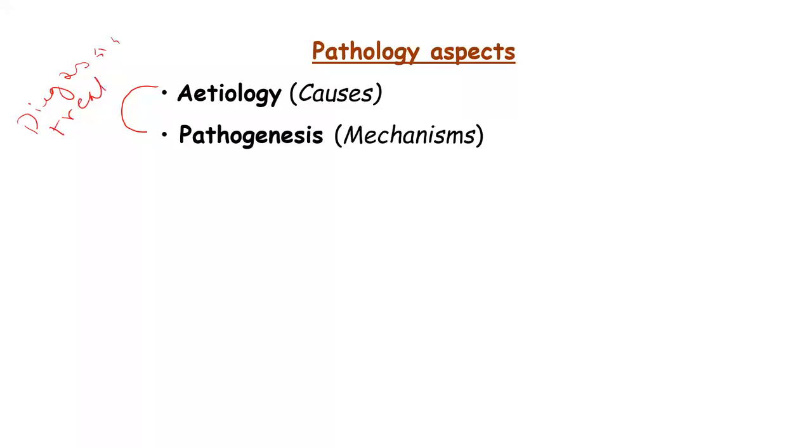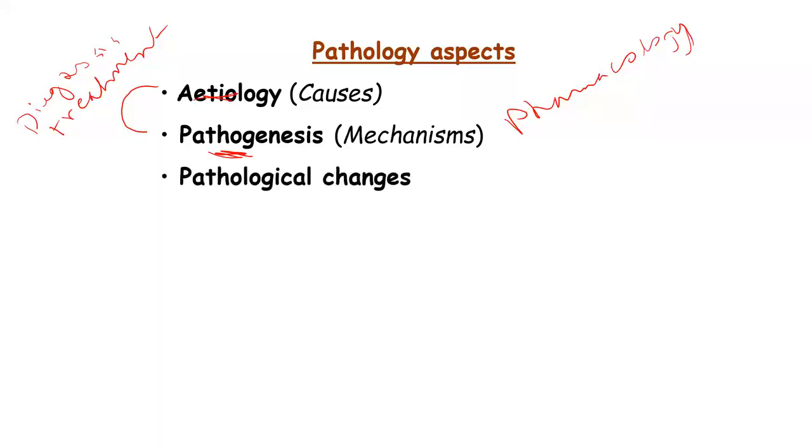Why? Because you treat the etiology. If you have a microbe, you give antimicrobial agent. If you know the pathogenesis or the mechanism, you are going to give drugs, and this is given in pharmacology. And so you reverse the mechanism to treat a certain disease. Then you learn the pathological changes, which are the gross and microscopic changes. Why? Because they help you a lot in the diagnosis of the disease.